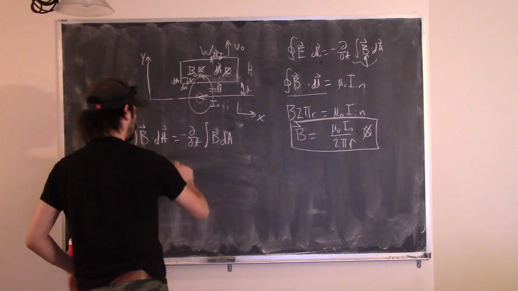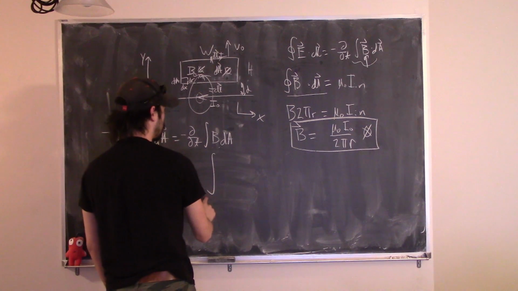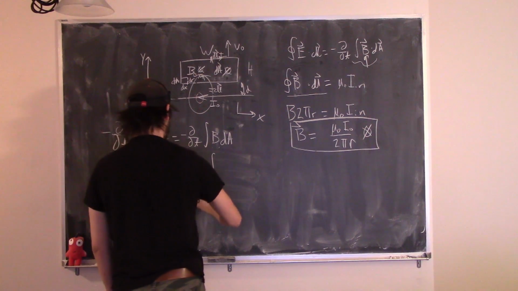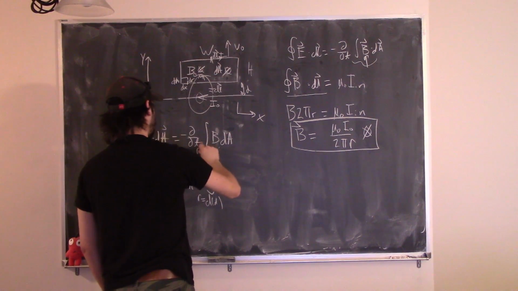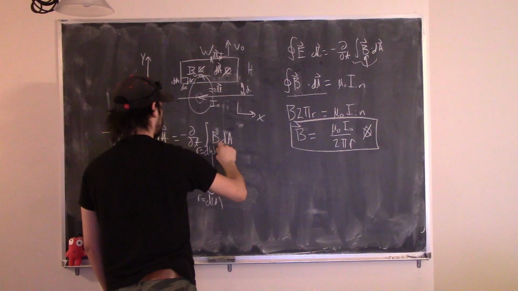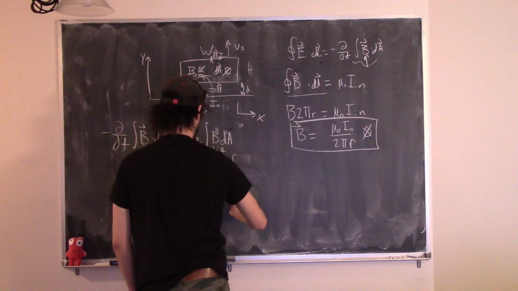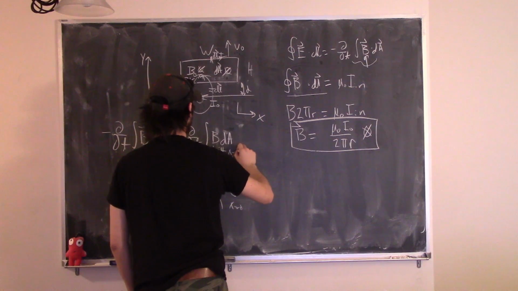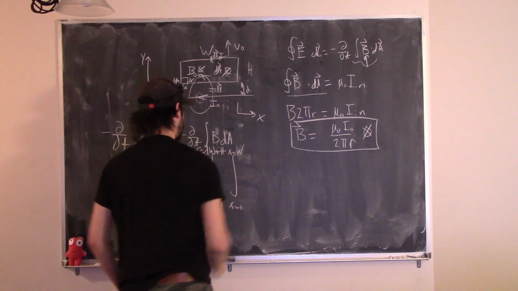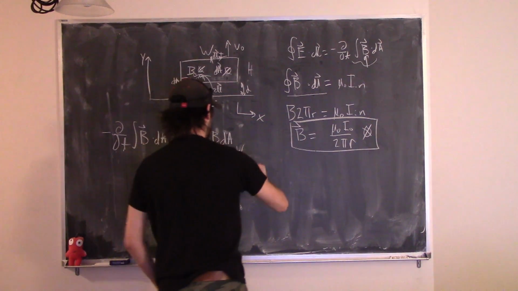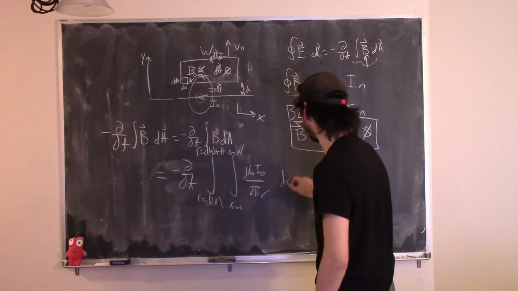So this is going to be equal to minus partial derivative with respect to time, integral of, this is going to be my r limits of integration. This is going to be r is equal to d as a function of time, going up to r is equal to d as a function of time plus h, times the integral in x. The integral in x is going to go from 0 to x is equal to, sorry, what am I doing? x is equal to w. Okay. And then I have my integrand: mu naught I naught divided by 2 pi r times dx dr.